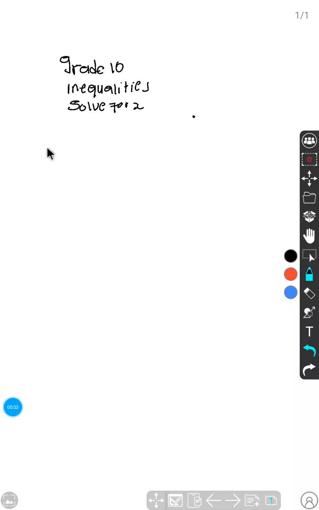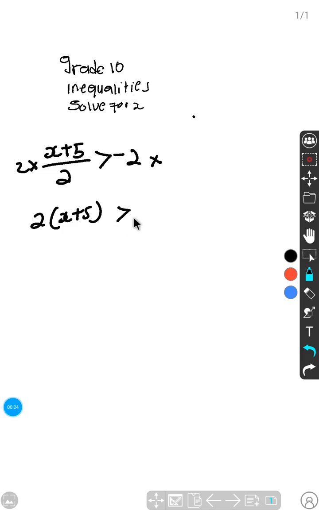Hello, the first question that we have is (x plus 5) all over 2 is greater than minus 2. So what we're going to do here, we're going to multiply each term, each side by 2. So the 2 is going to cover the x and the 5, greater than minus 2 times 2 is minus 4. So 2 times x, 2 times 5, 2x plus 10.